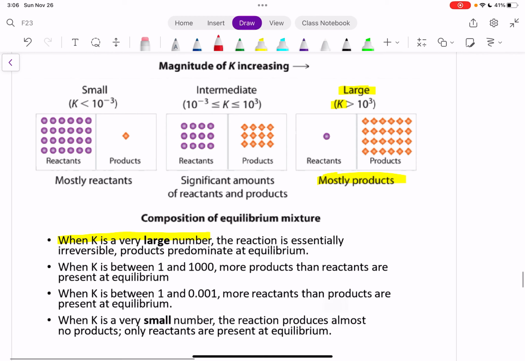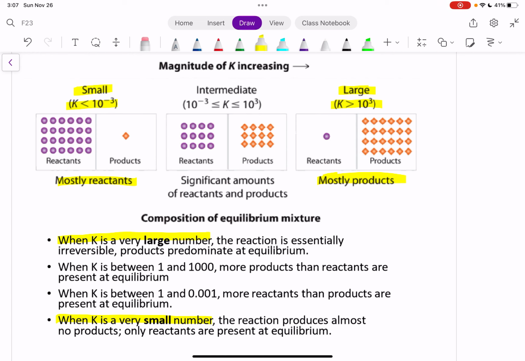If K is a very small number, the reaction produces almost no products. So we only have reactants present at equilibrium. So that's on this other end, when K is less than 10 to the negative third. Right? We've got mostly reactants at equilibrium. So we have a small K value, and we produce almost no products. Large K value, we produce almost all products, or all products.